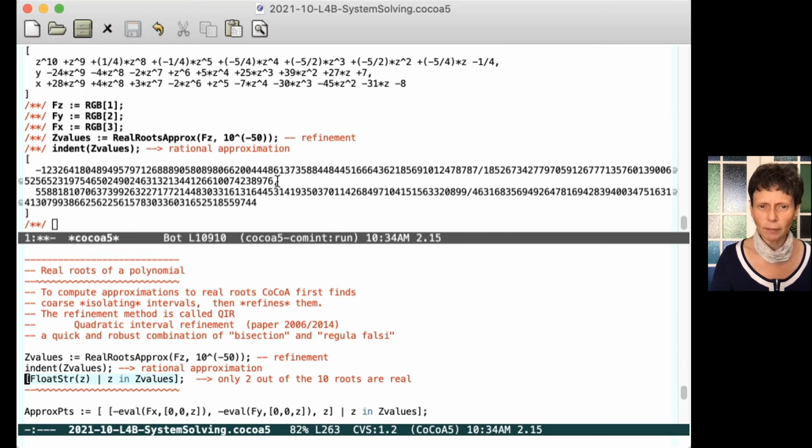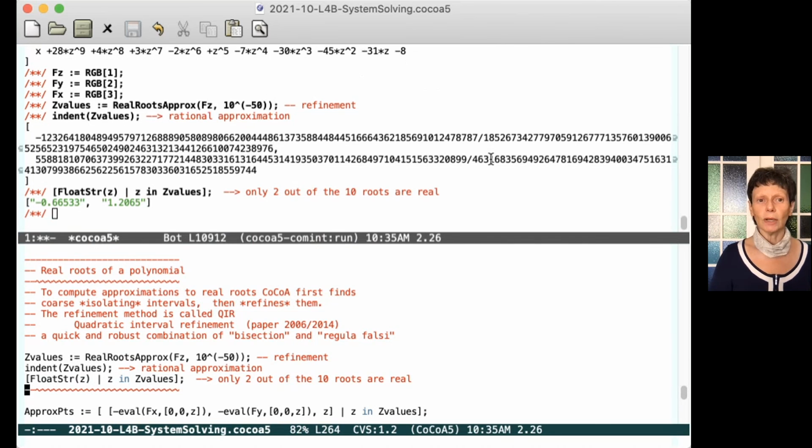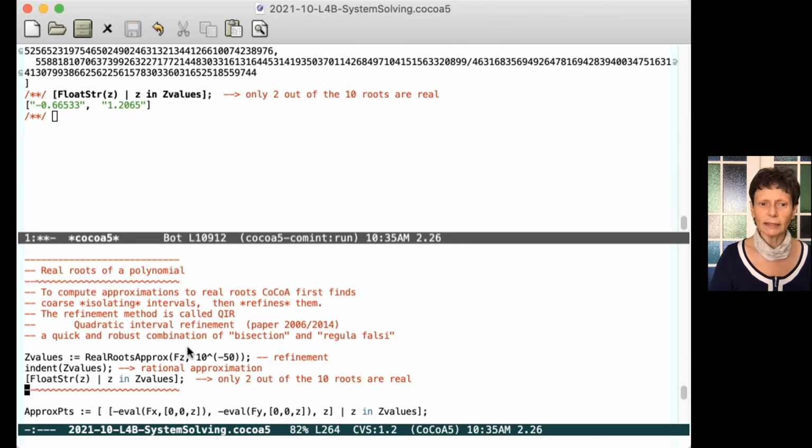This is a bit disconcerting because you're talking about real roots and you see a whopping rational number. So we use the function floatstr, which makes a string representing the floating point representation. And here we see that out of those 10 complex roots that we were expecting, only 2 are real. So we had a polynomial of degree 10, and only 2 of its roots are real.